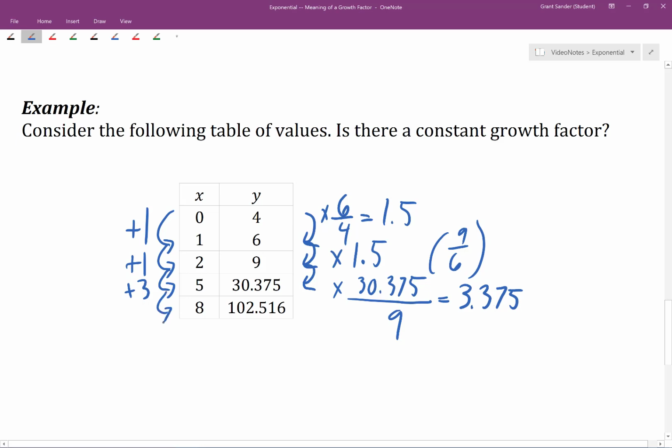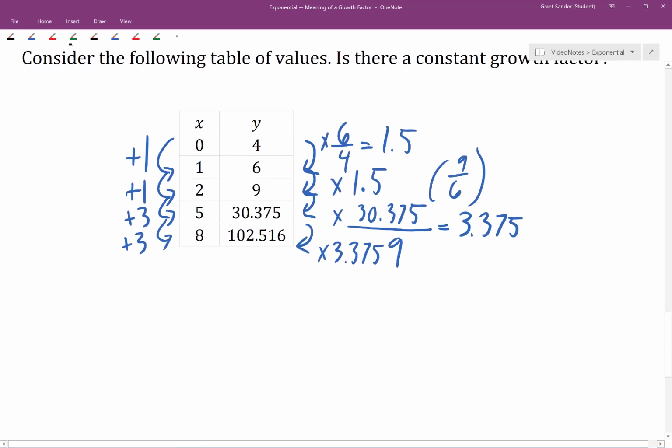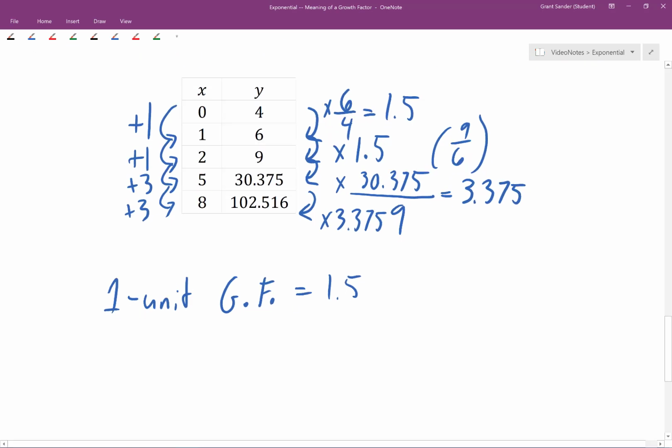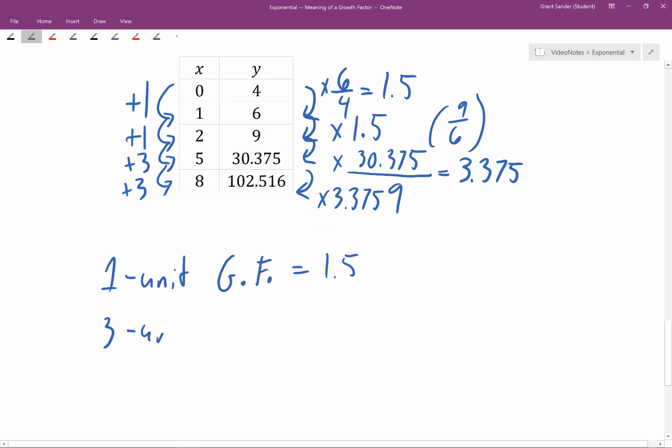If we do the computation from x equals 5 to x equals 8, that's another change in x of 3, and y again becomes 3.375 times as large. So in this case, we do have a constant growth factor. We could say a couple things. The 1 unit growth factor, I'll abbreviate growth factor as GF, is 1.5 because whenever x changes by 1 unit, y becomes 1.5 times as large. And similarly, we could say that the 3 unit growth factor is equal to 3.375 because whenever x changes by 3 units, y becomes 3.375 times as large.